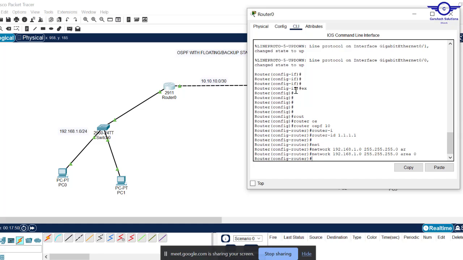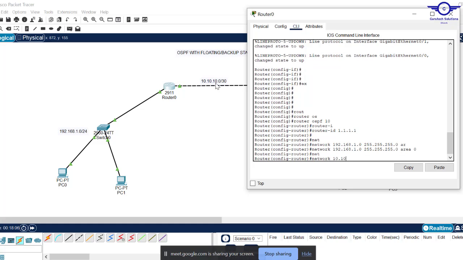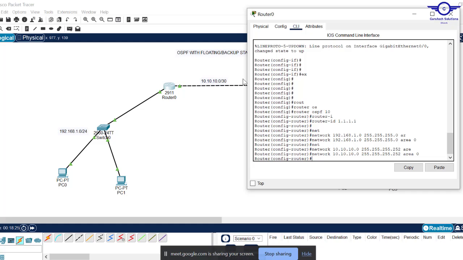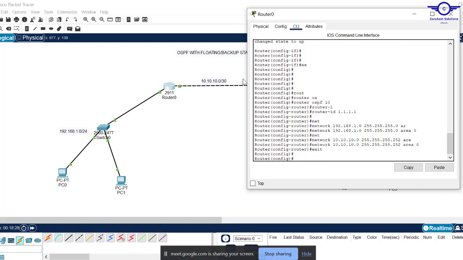That's the first network. Let me now advertise the second network. Before that, let me just finish on this router first. The second network is 10.10.10.0 with the subnet mask of /30 notation. That /30 notation should be 255.255.255.252, area 0, and you hit enter. So exit and do write.